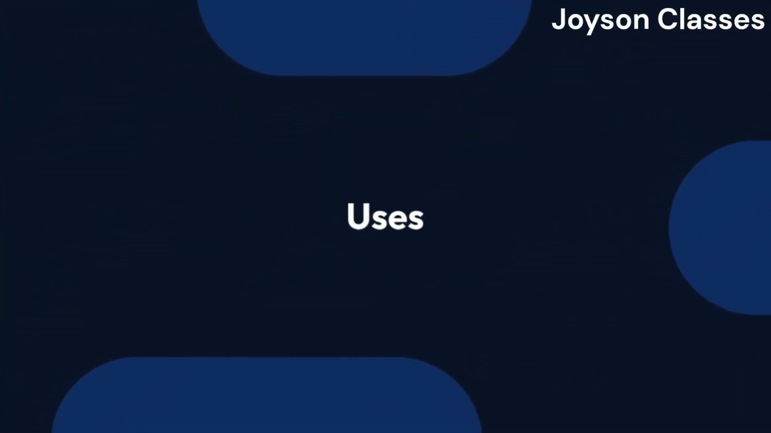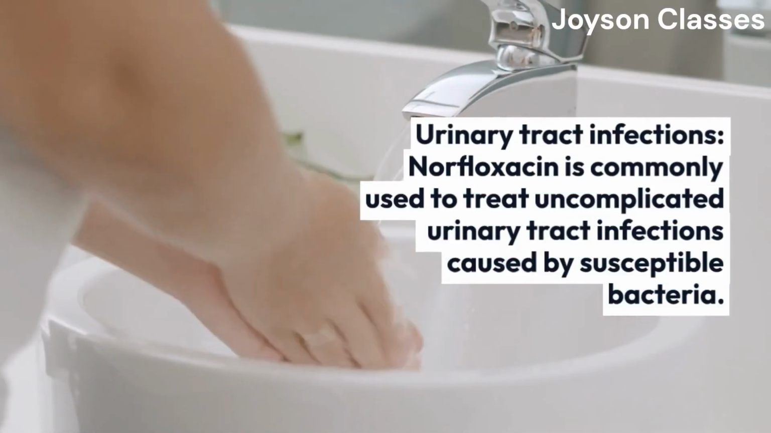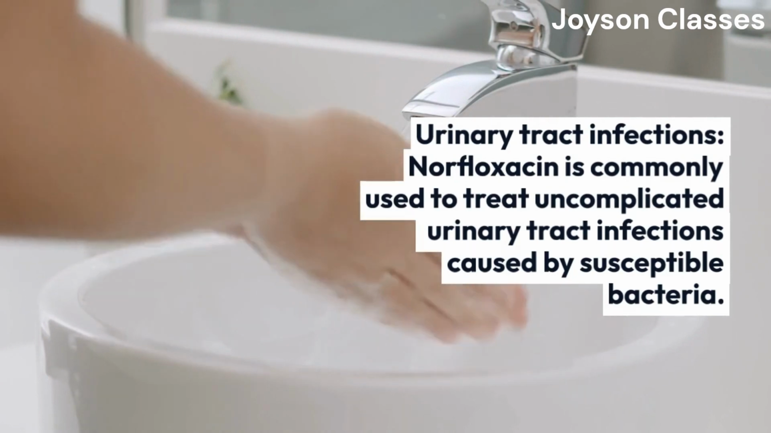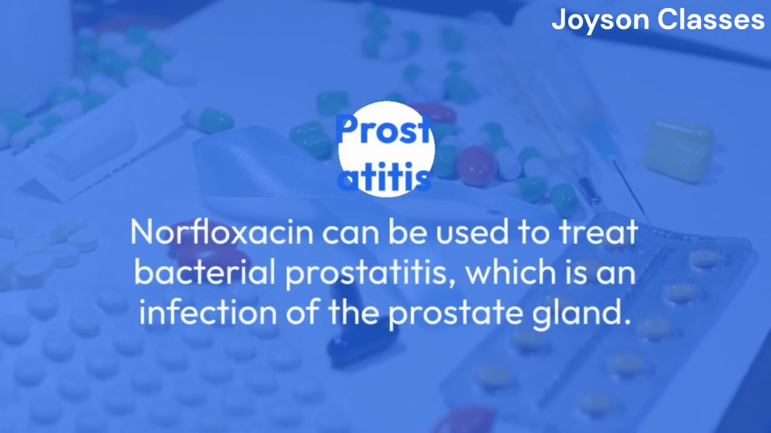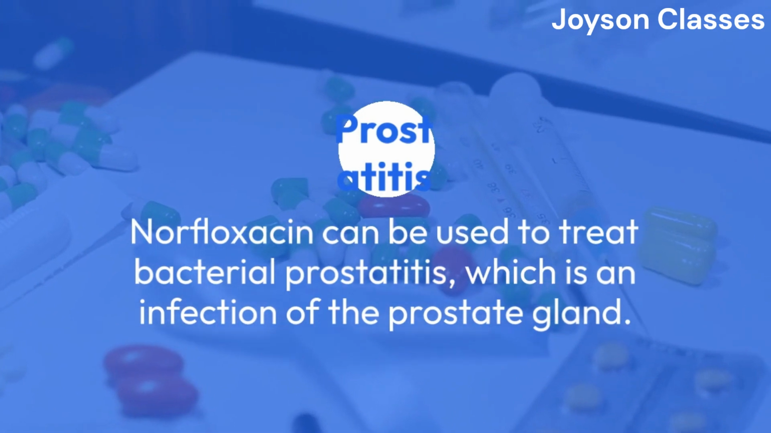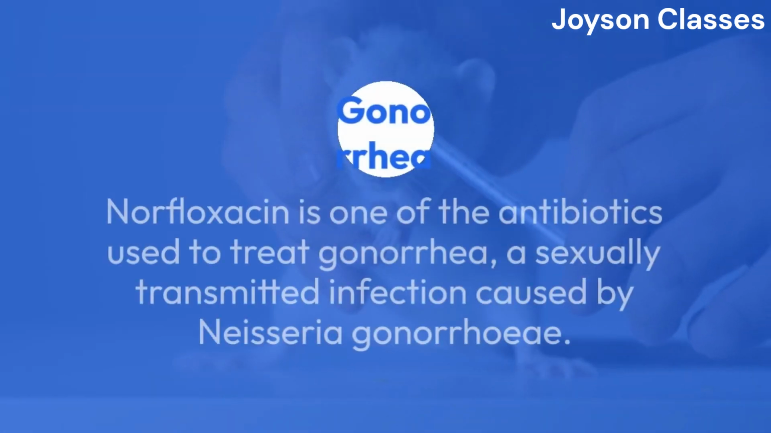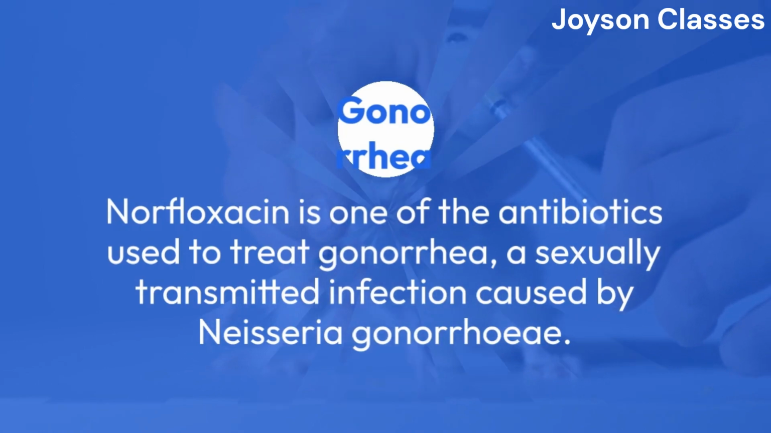Uses: Urinary tract infections. Norfloxacin is commonly used to treat uncomplicated urinary tract infections caused by susceptible bacteria. Prostatitis. Norfloxacin can be used to treat bacterial prostatitis, which is an infection of the prostate gland. Gonorrhea. Norfloxacin is one of the antibiotics used to treat gonorrhea, a sexually transmitted infection caused by Neisseria gonorrhoeae.